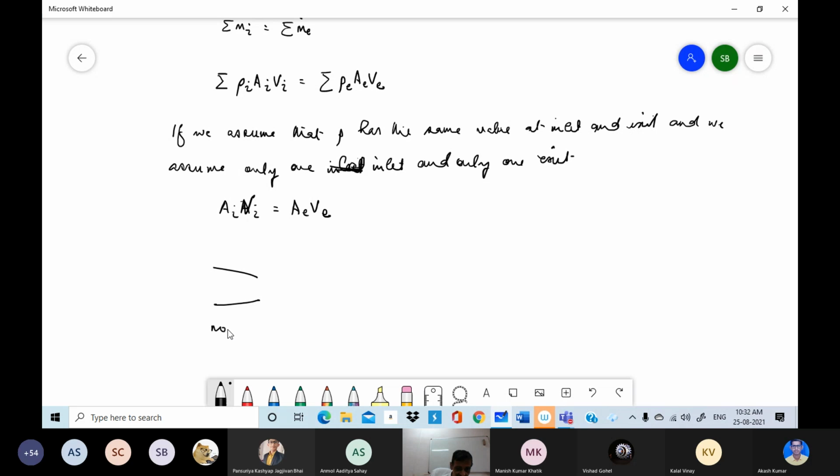So this is what a nozzle would look like. It has a certain VI here, and it will have a larger VE here. And if I want to decrease the velocity, let's say I want to utilize its kinetic energy, then a diffuser would look like this.